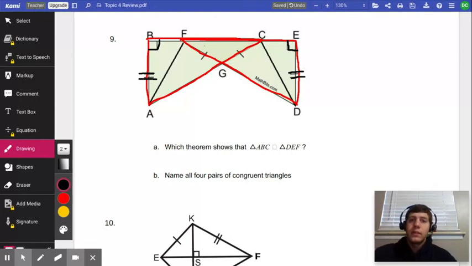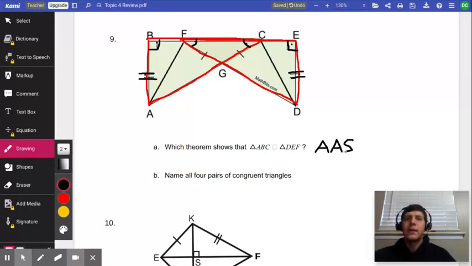If we look here at this triangle, right, this is an isosceles triangle. So we know the base angles are congruent. So I know that angle GFC is congruent to angle GCF. Okay, and then if we look at those two red triangles, we now have angle, angle, side, right? Angle, angle, side. So those two triangles would be congruent by angle, angle, side.